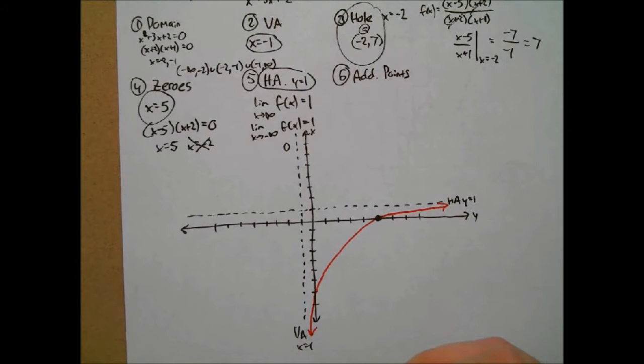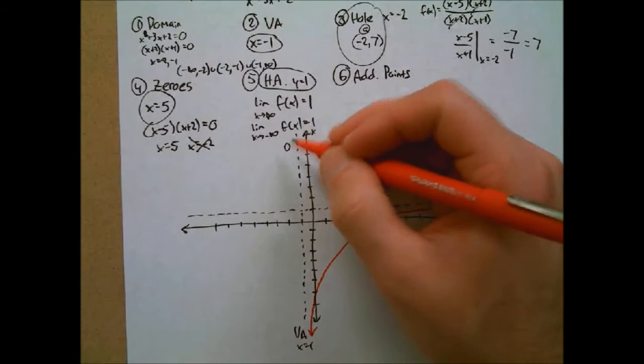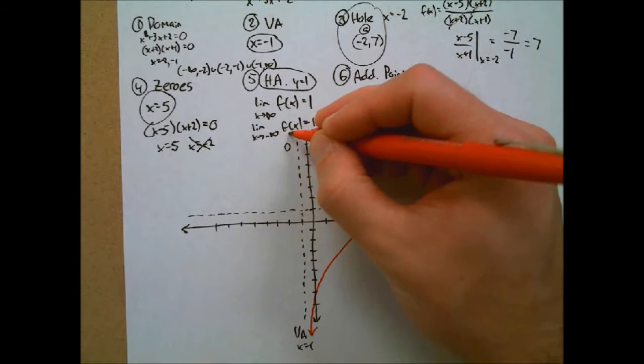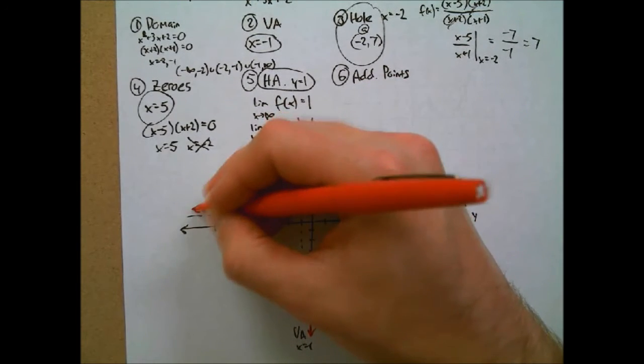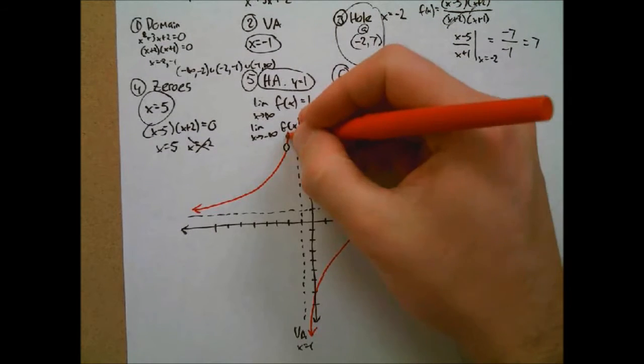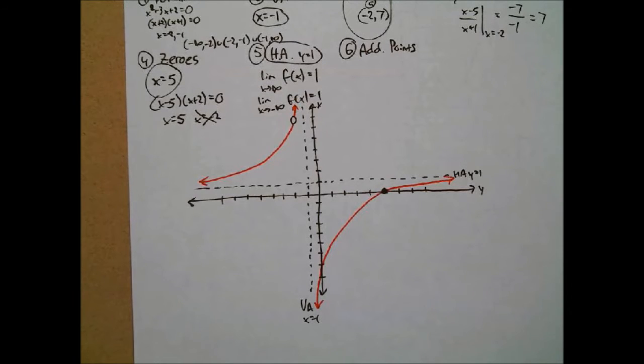Okay. And then for the hole, we treat that like it's a point. So again, because it's in this sector, we'll just connect that, and then draw. And don't forget to put arrows on the end to show that it does keep going. Okay, and then voila. Our sketched graph of our rational function. All right. Questions on anything from that?